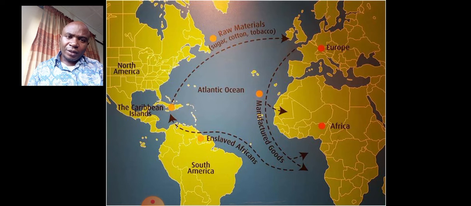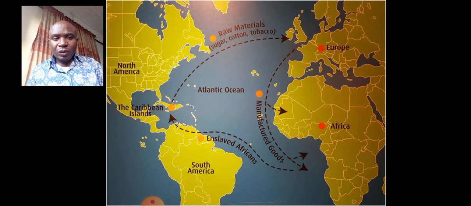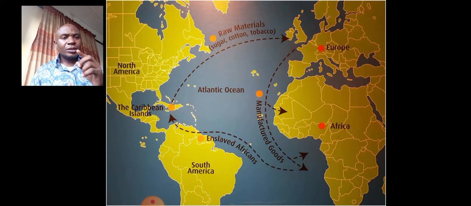So how was it moved? Like I earlier explained, enslaved Africans were taken from West Africa. They were taken to the Caribbean or to the Americas, either South or North America, where they farmed. And from there, the raw materials such as cotton, sugar, tobacco were taken to Europe. And then they bought manufactured goods from Europe back to Africa.